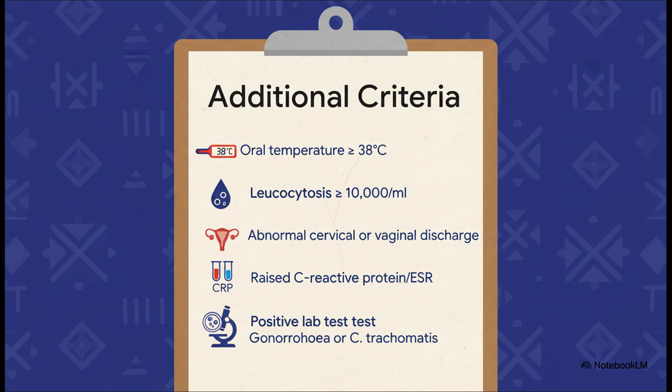But to really nail the diagnosis, doctors look for these additional clues. It's kind of like detective work. Things like a fever, a high white blood cell count, or signs of inflammation in the blood all add more evidence. And of course, a positive lab test for chlamydia or gonorrhea, that's pretty much the smoking gun.